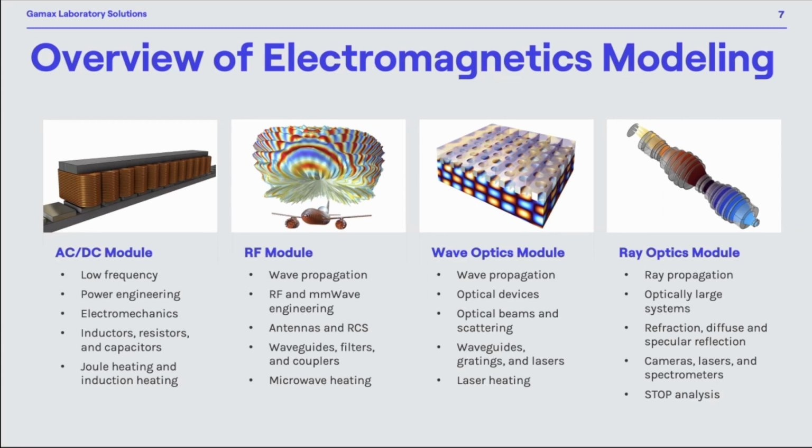And if we are going for optically large geometries like antennas, large cameras, large sensors, spectrometers, then we could use rather the ray optics module. So it has dedicated solutions and features to go with. And it also includes the STOP analysis. So you can investigate what happens to the focus, the focal length, if the temperature distribution is changing over the camera system.